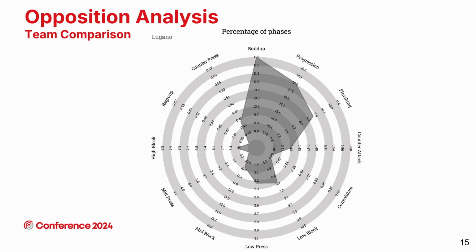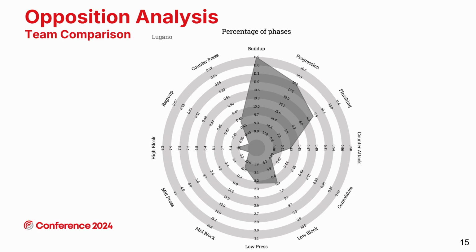Now, starting off with the first example of opposition analysis, we used a radar plot here with all the key phases that we defined earlier, and we used, for this case, full season data on 3 different Swiss Super League teams. In this case, we start with FC Lugano's data.